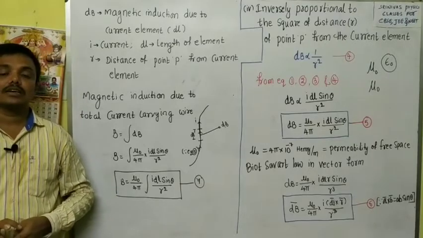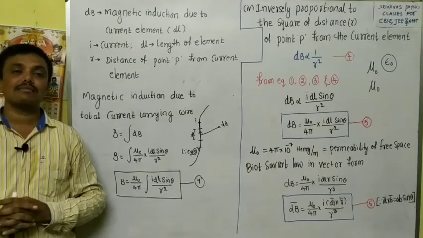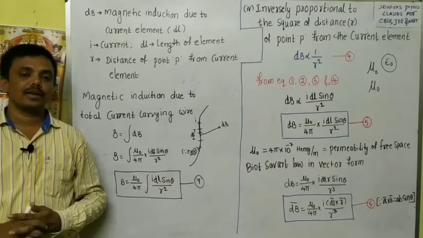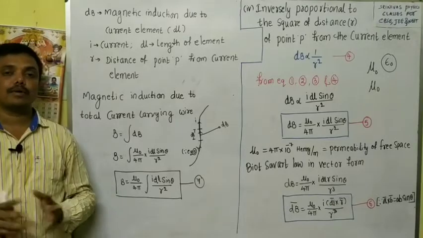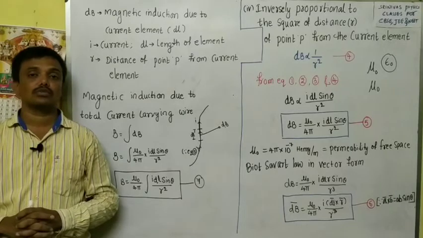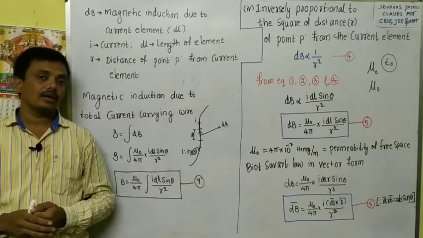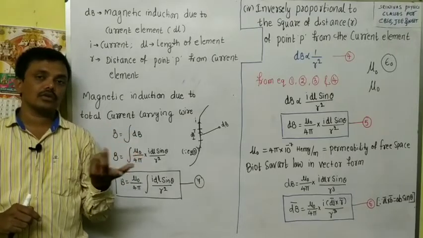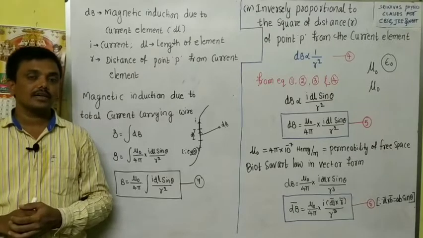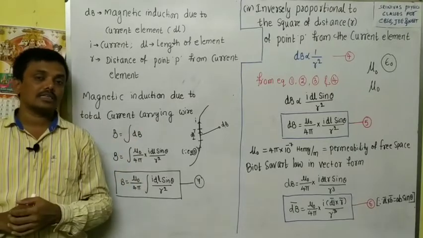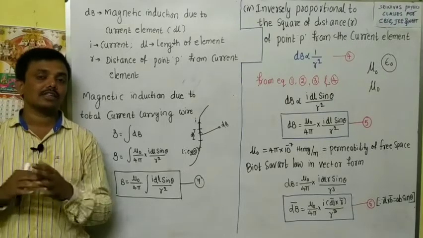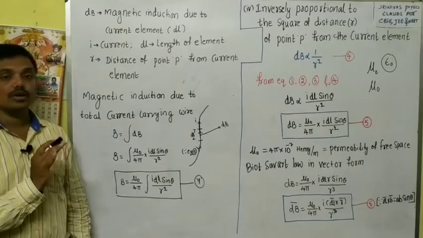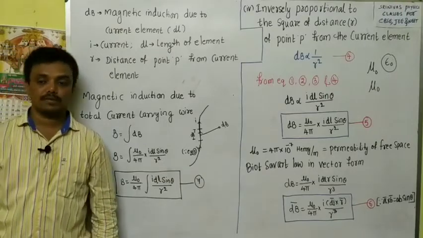Next we will discuss the similarities and differences between the Biot-Savart law and Coulomb's law. By using Coulomb's law we find the electric field intensity due to a charge, or the force we can find by Coulomb's law. And by using the Biot-Savart law we are finding the magnetic field. Before discussing the similarities and dissimilarities, I am going to erase the board by pressing the pause button.